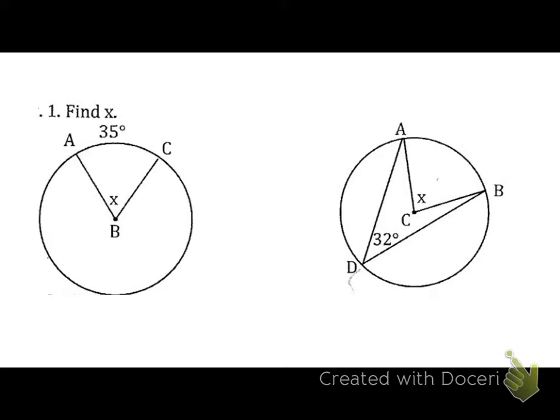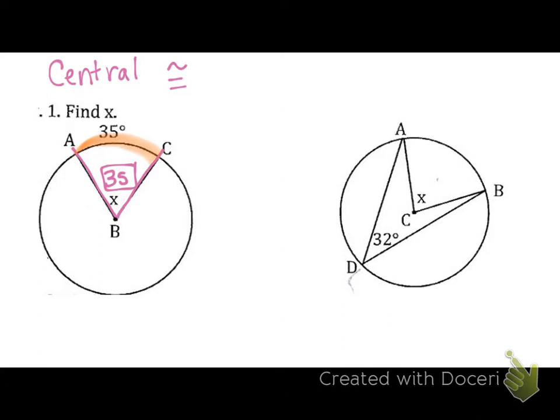So in this first picture, we're finding x, which is an angle. What kind of angle is it? Central angle. So here's its arc. It's AC, and it's 35 degrees. So then what's the measure of x? 35. So central angles are going to be congruent to the arc.